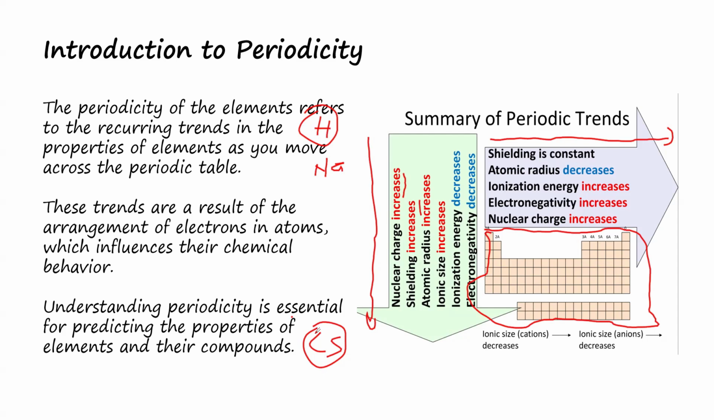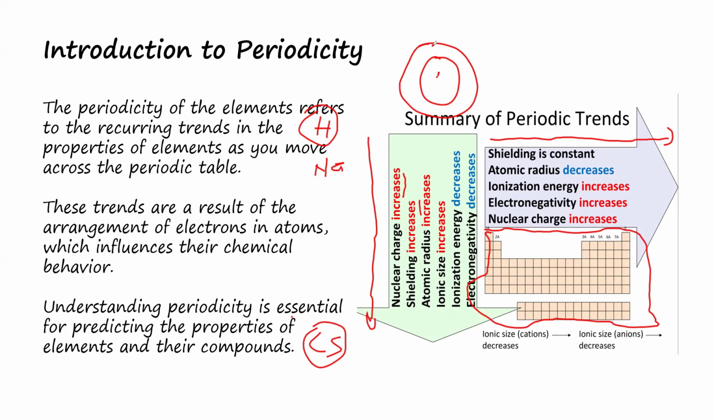Let me briefly explain the concept of shielding effect here. Remember, in the atom we have a nucleus and shells. Let's say this is the nucleus, and then we have two shells. Generally, there is an interaction between the nucleus and the outermost electron.